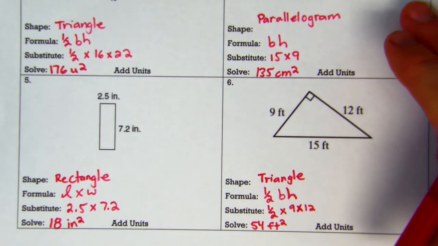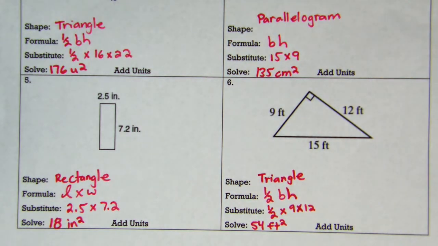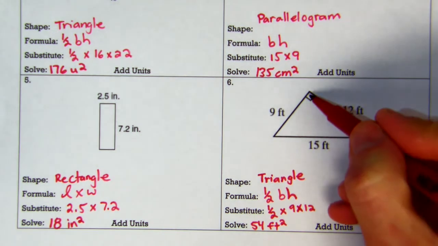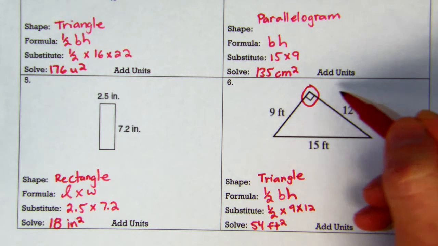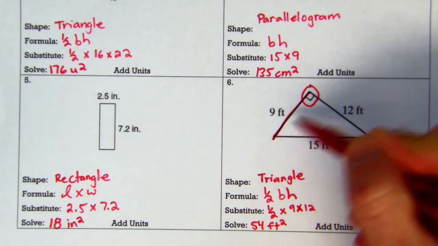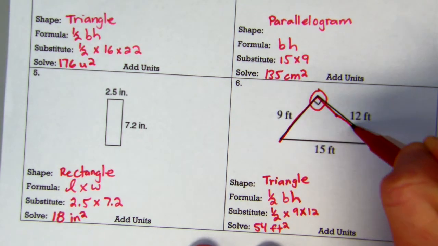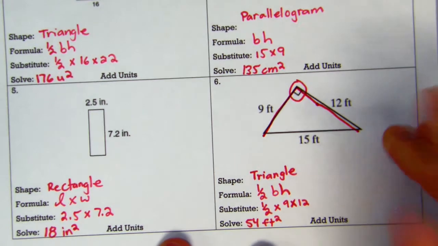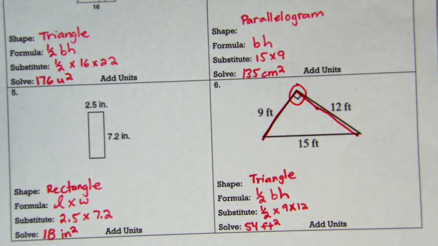Number 5, we have a rectangle, length times width, so we're going to go ahead and multiply 2.5 times 7.2, giving me 18 inches squared. And then lastly is our triangle, and notice how our triangle up here is our perpendicular, our 90 degree, so we're going to use our 9 as our base and our 12 as our height, or vice versa, and we get 54 feet squared.